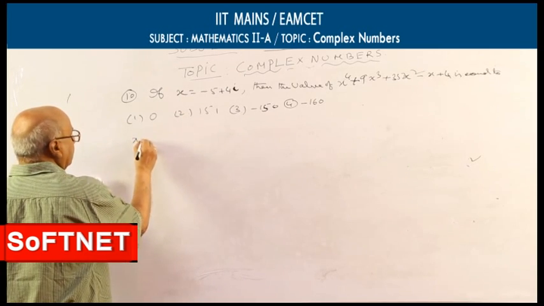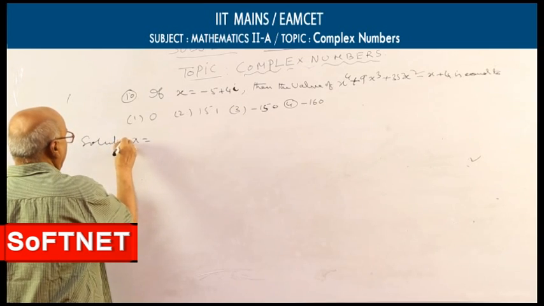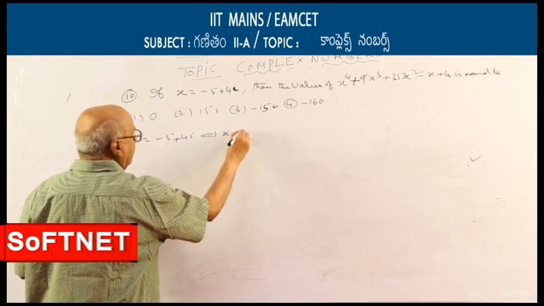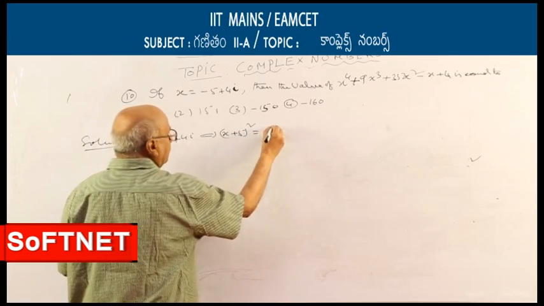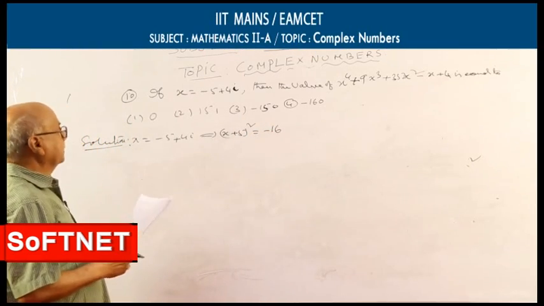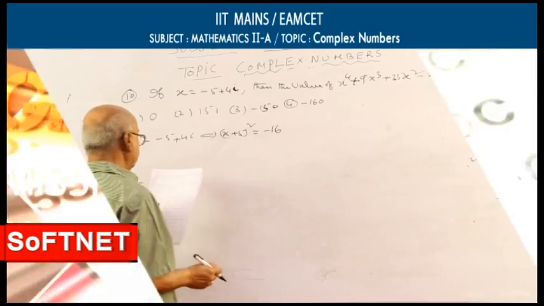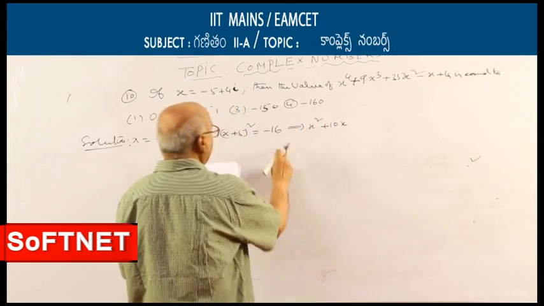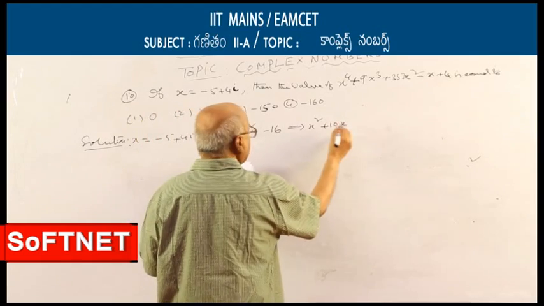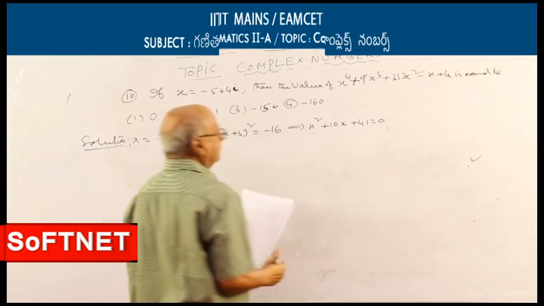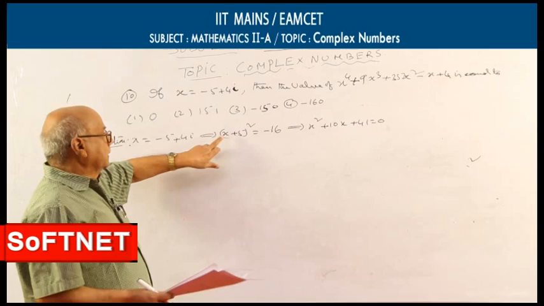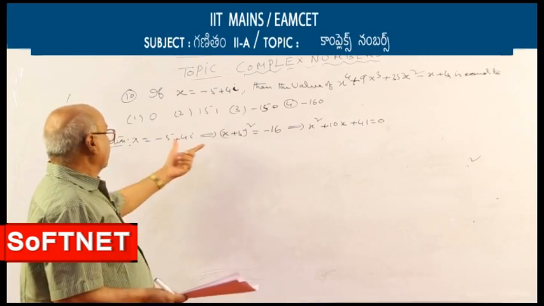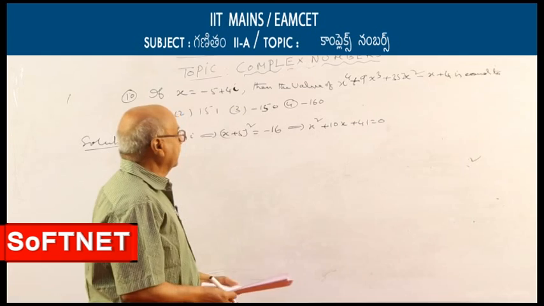Now x is equal to minus 5 plus 4i implies x plus 5 whole square is equal to minus 16. So that indicates x square plus 10x plus 25 plus 16, so 41, is equal to 0. So this value is simply x square plus 10x plus 41, that is 0.